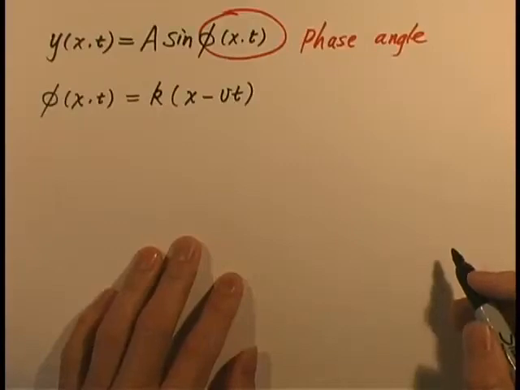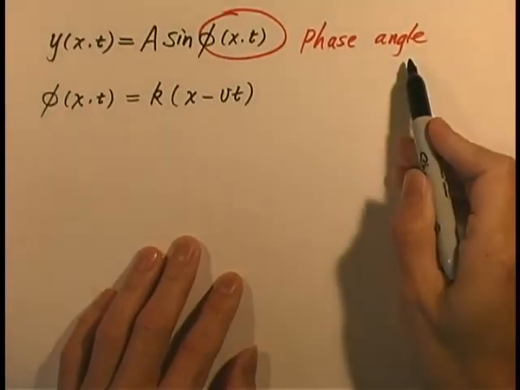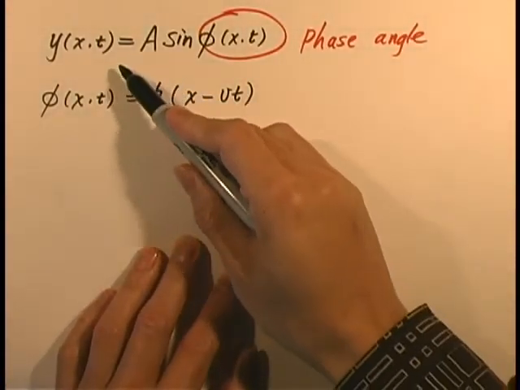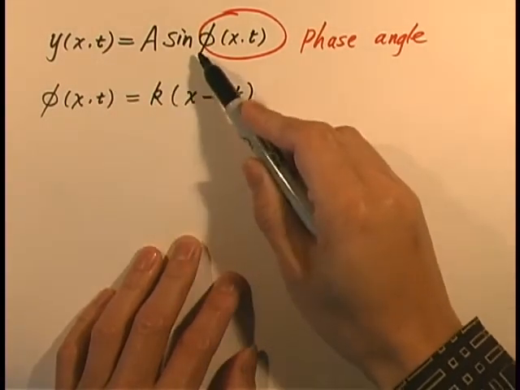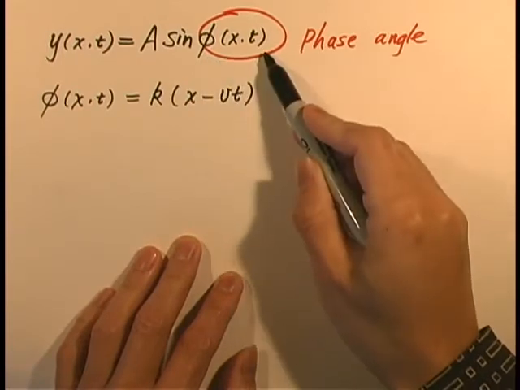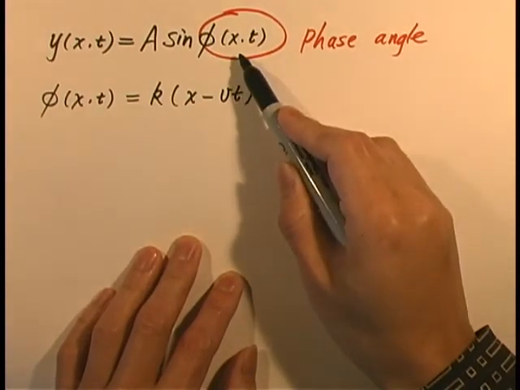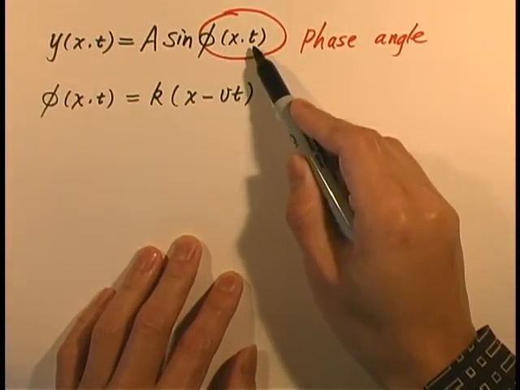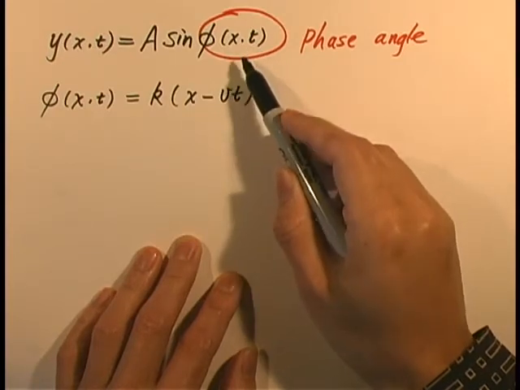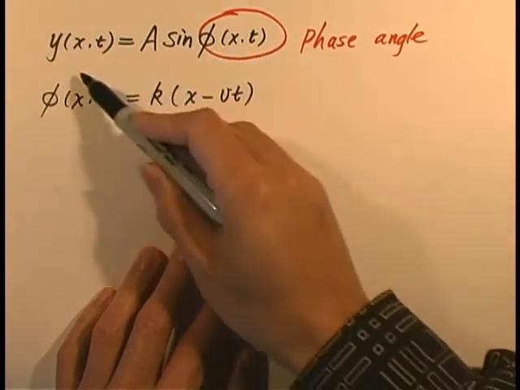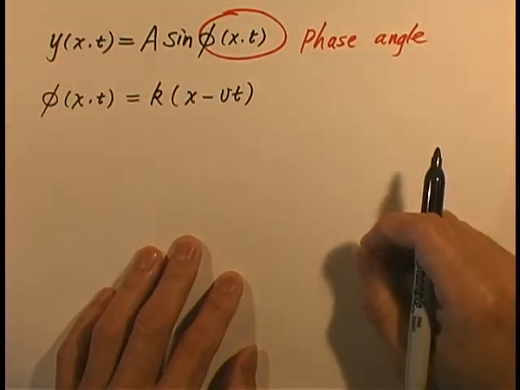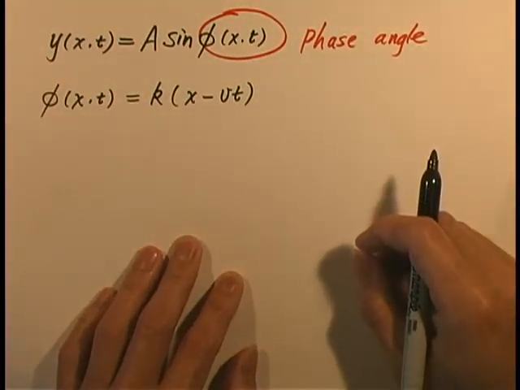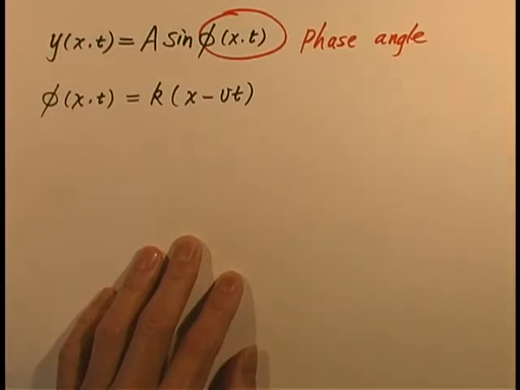Let's investigate some more on the concept of phase angle. This is how I write the general form of a sine or cosine wave, a sine of this angle. This is called the phase angle. It's a function of location and time. So basically, if we know what the phase angle is, then the waveform of this sine wave or cosine wave is determined. So the phase angle really is of crucial importance to determining this wave.